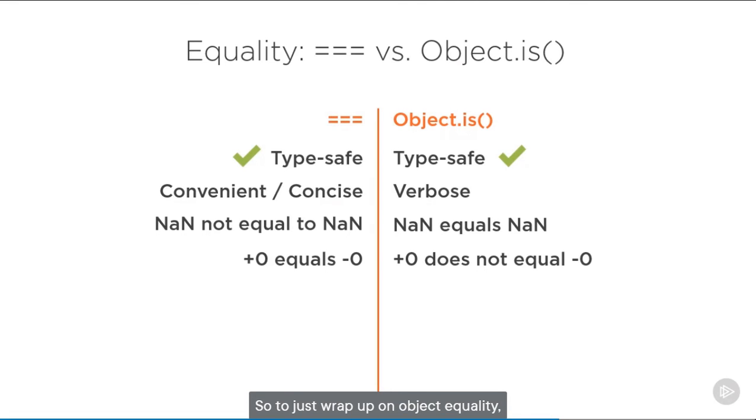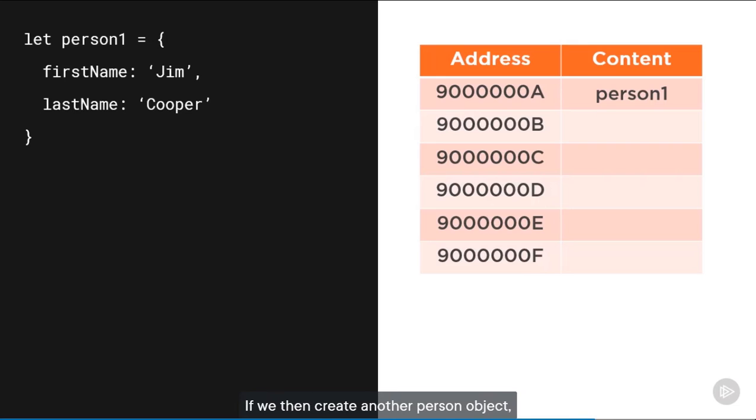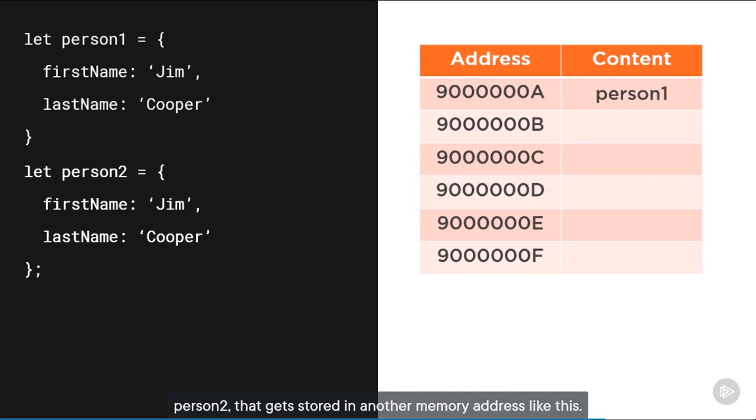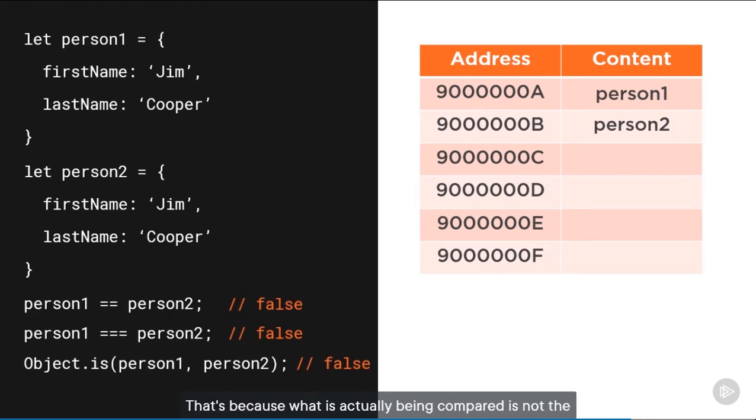So to just wrap up on object equality, let's talk about what it really means for 2 objects to be equal. If you consider this code, when we create this new person1 variable, that gets stored in memory in a specific memory address like this one here. If we then create another person object, person2, that gets stored in another memory address like this. And if we compare these using double equals, triple equals, or Object.is, the result will be the same. They will all return false.